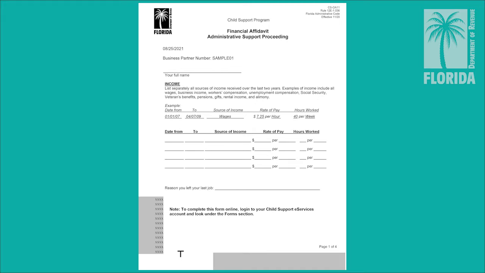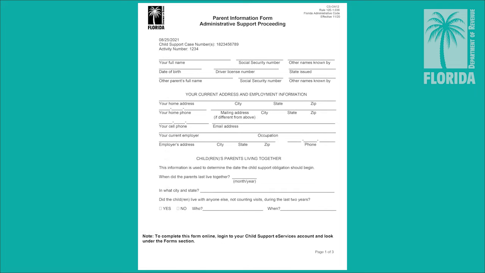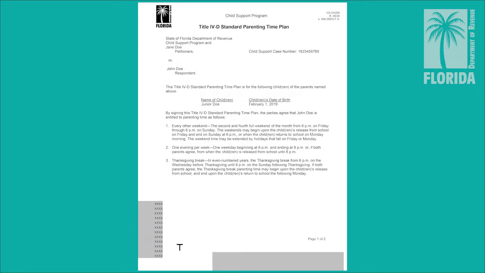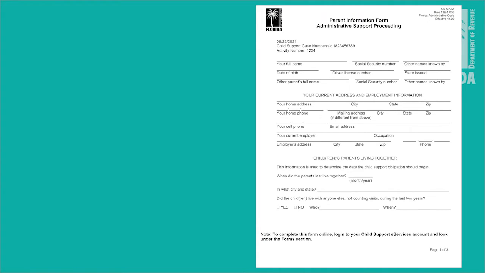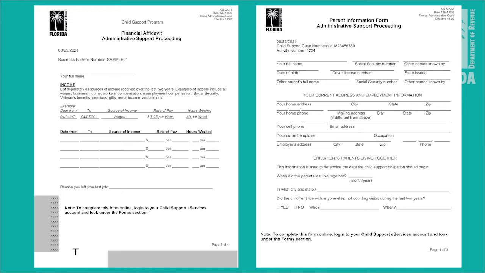Along with this form, you may also have received other forms, such as the Parent Information Form or Title 4D Standard Parenting Time Plan. There are links to instructional videos for these forms in the description below and on our website at floridarevenue.com/childsupport/form-help. If you received a parent information form with the financial affidavit form, please complete and return both forms.